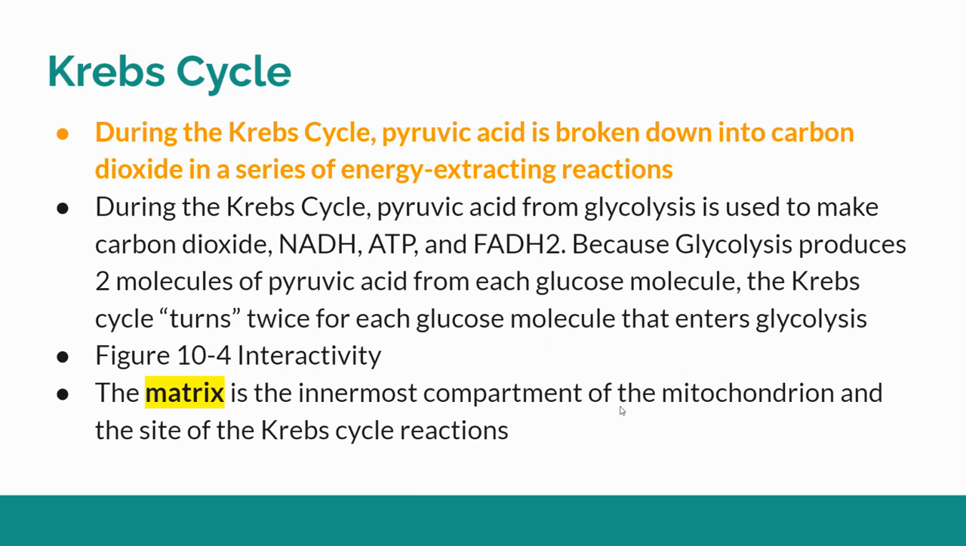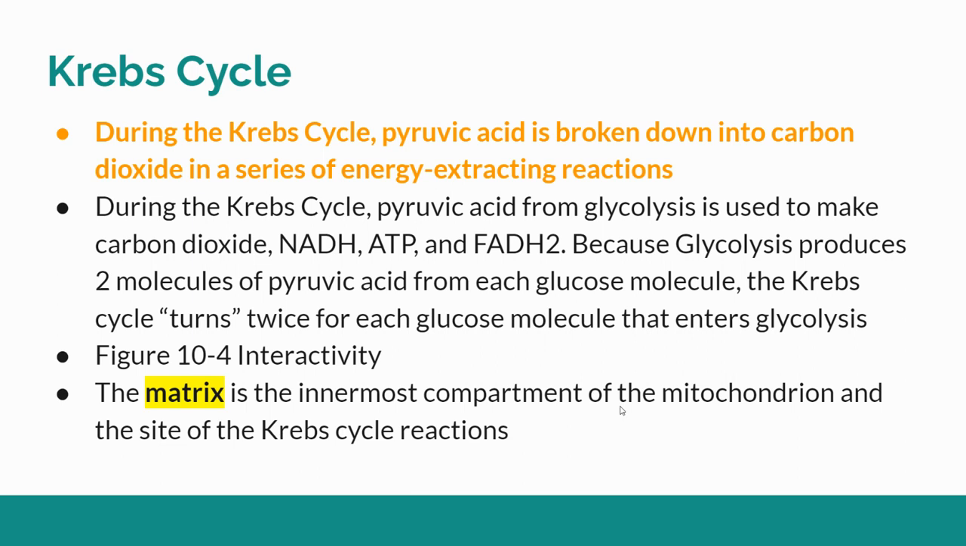Citric acid is the first compound formed in the series of reactions. The Krebs cycle is also known as the citric acid cycle. During the Krebs cycle, pyruvic acid from glycolysis is used to make carbon dioxide, NADH, ATP, and FADH2. Because glycolysis produces 2 molecules of pyruvic acid from every single glucose molecule that enters glycolysis, the Krebs cycle turns, in quotation marks, twice for each glucose molecule that enters glycolysis.